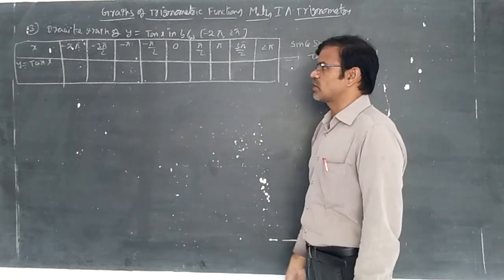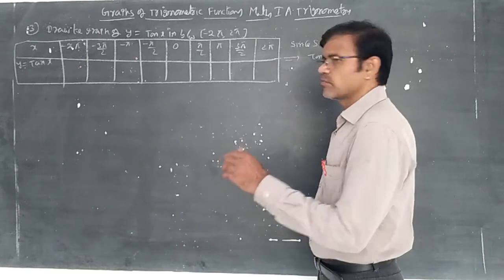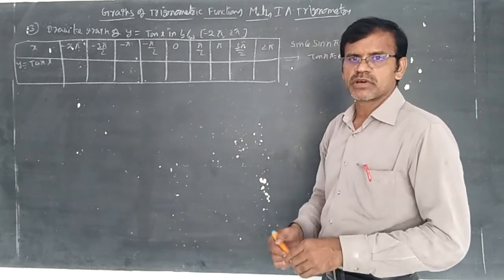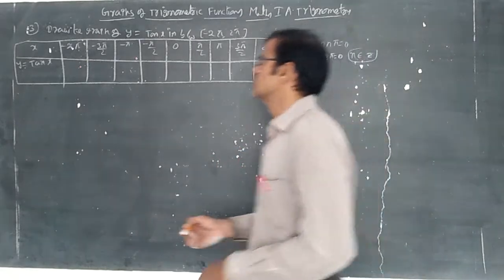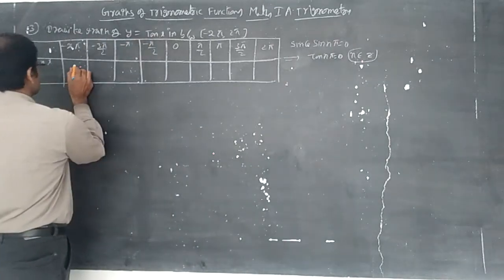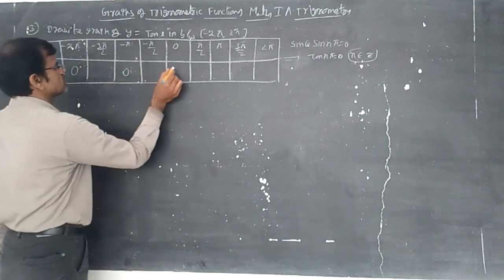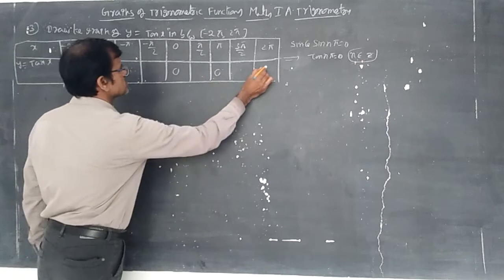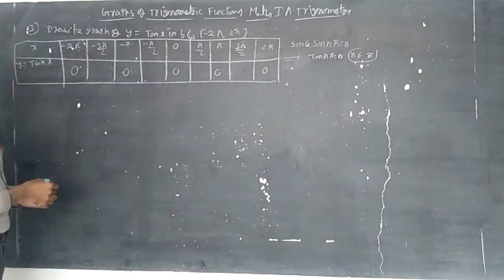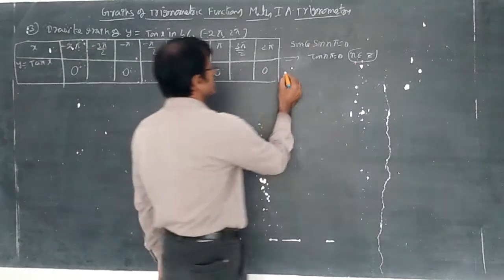Not 3 pi by 2 or pi by 2, not like that. So 1 pi, 2 pi, 3 pi, minus 3 pi, minus 2 pi like that, those values are 0. So whenever pi is there, put 0. This is 0, this is 0, tan 0 is 0, this is 0.